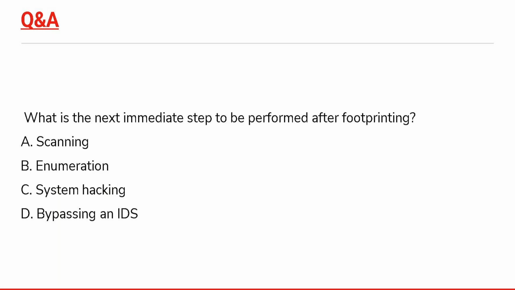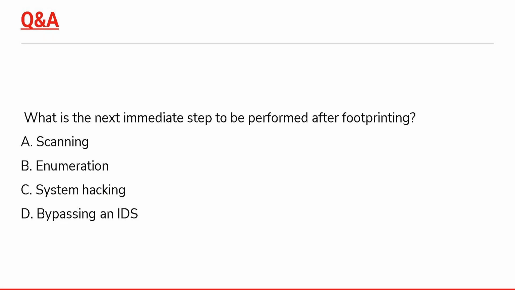So guys, when we are talking about the phases of hacking, we have 5 phases. It starts with footprinting, the most important step, where we try to gather information about the victim, the target we have. Then after footprinting, we have scanning.